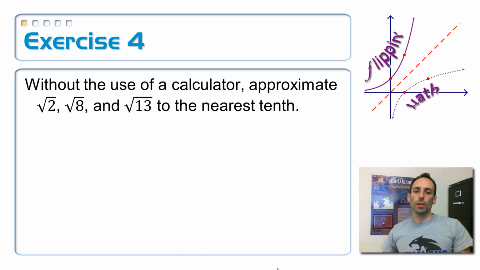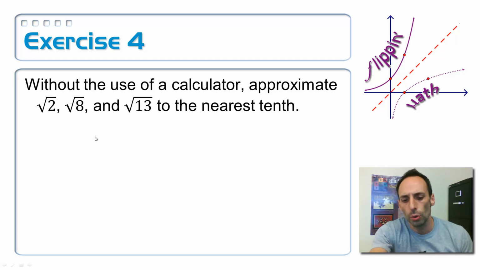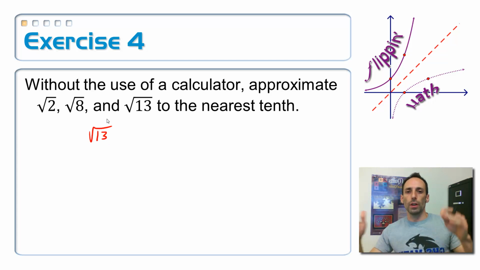So without the use of a calculator, let's approximate the square root of 2, 8, and 13. So let me just do, let's do the square root of 13 together. And then I'll have you do the 2 and the 8 on your own. I think you'll be able to handle it by then. Okay, so the square root of 13. I first have to figure out what it's in between.